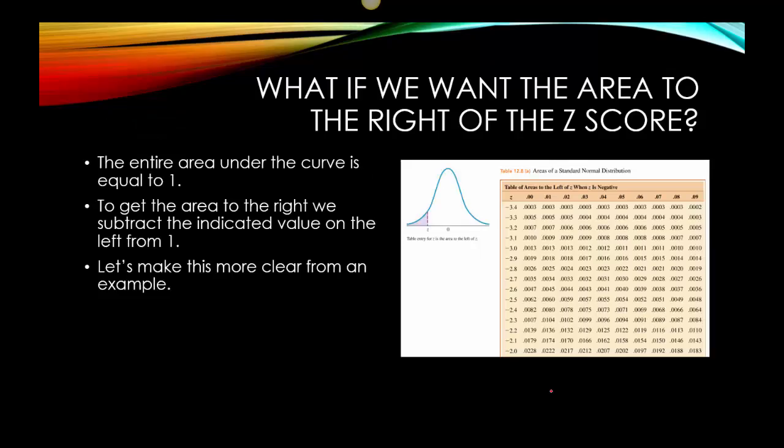So what if I wanted to know the area to the right of the z-score? Well, it's important to remember that our entire curve is equal to 1, so everything under the curve is equal to 1. To get the area on the right, so if I'm looking for this over here, I'm just going to subtract from 1. So let's make this a little more clear with an example.